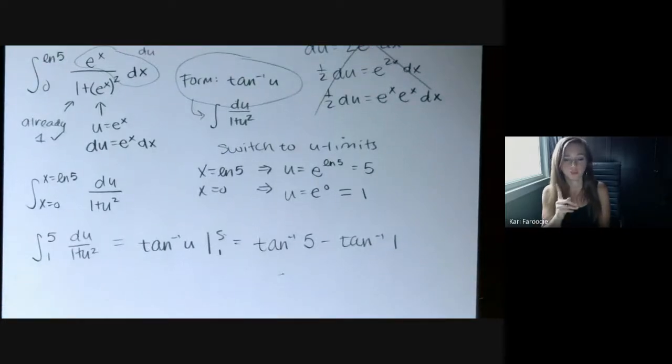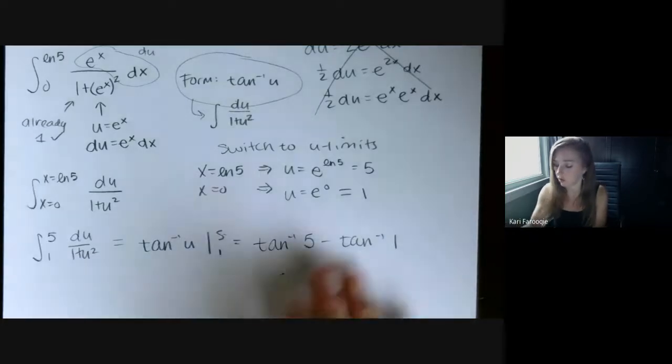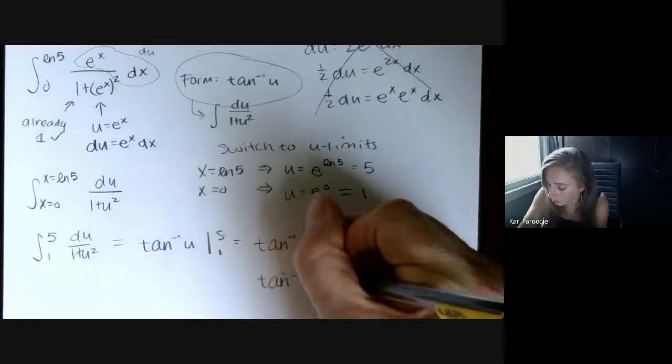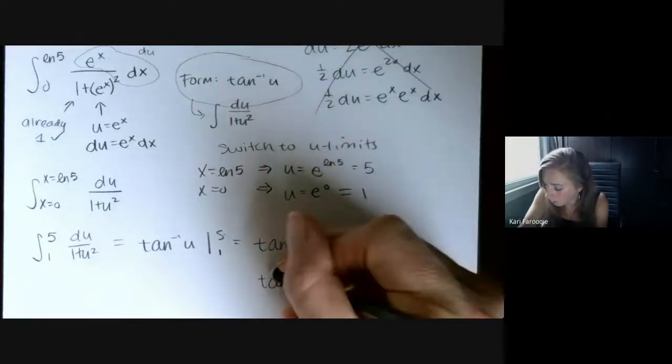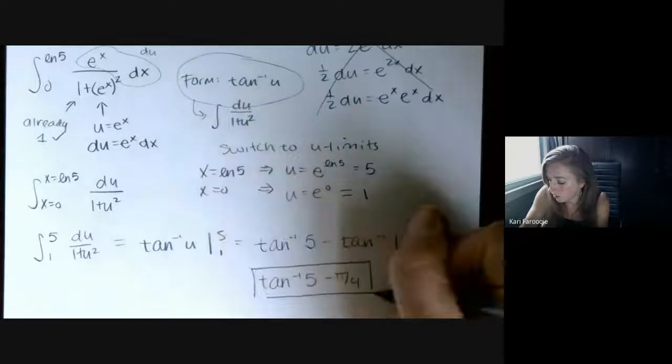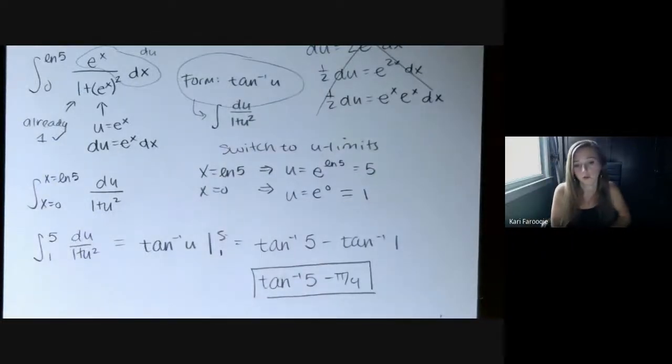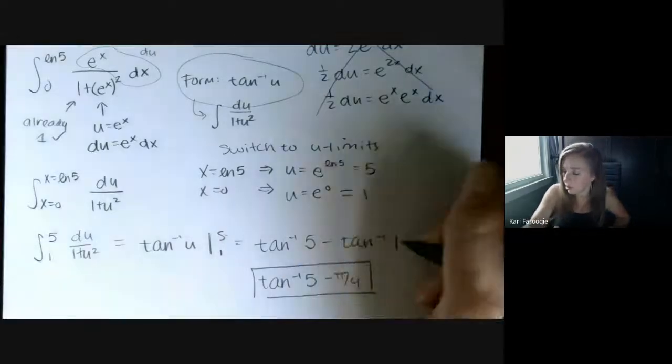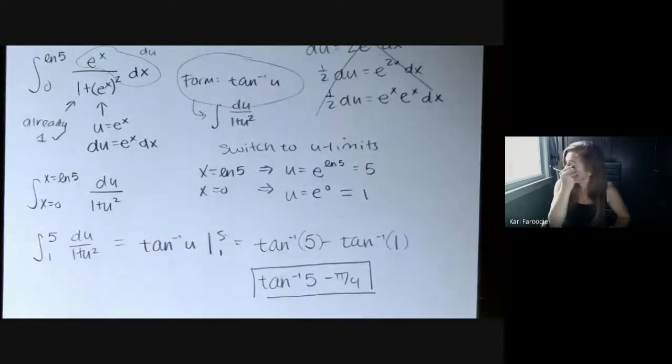Now, 1 is a special angle. The tangent of pi over 4 is 1. However, I don't know an angle whose tangent is 5. That's not a special trig function value. That's something that you're going to leave exact as the inverse tangent of 5. You are not going to give a decimal approximation. You're going to leave it as the inverse tangent of 5 minus pi over 4. If you can evaluate it, do it. Make it exact. Don't give me a decimal, no matter what. Even if neither one of them is a special trig angle, doesn't matter. Just leave it exact.